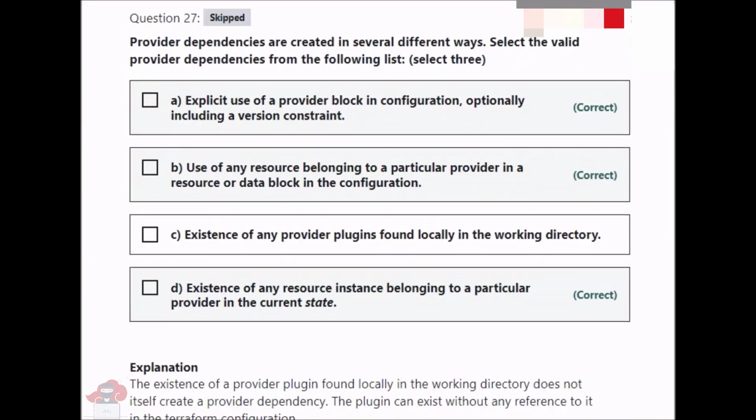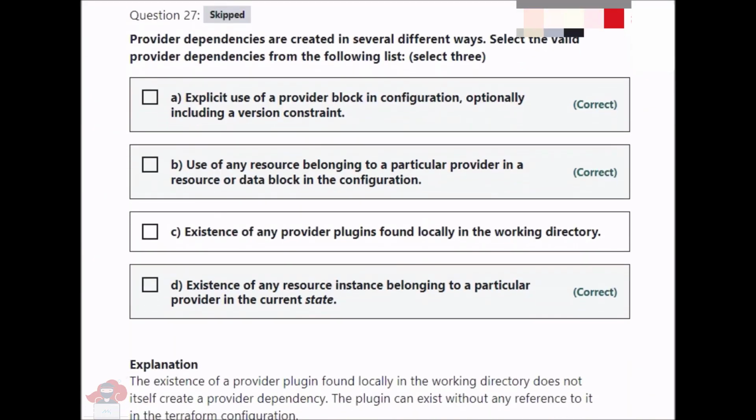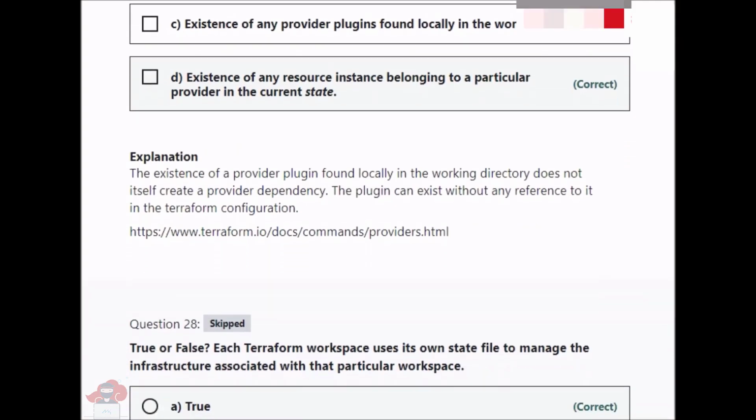Question 27. Provider dependencies are created in several different ways. Select the valid provider dependencies from the following list. The wrong answer here is C. C says existence of any provider plugins found locally in the working directory. That is wrong. Why? The existence of a provider plugin in the local working directory does not itself make it a provider dependency. It must be referred to in your Terraform code. The plugin can actually exist without any reference to it in the Terraform configuration. For more information, you can check the link added on the Terraform website.